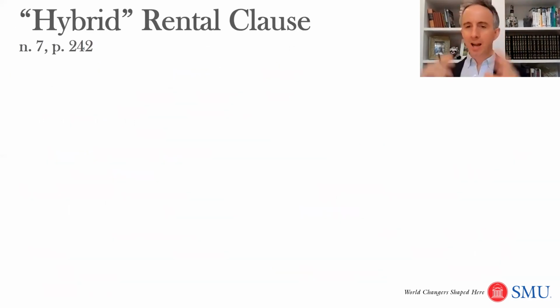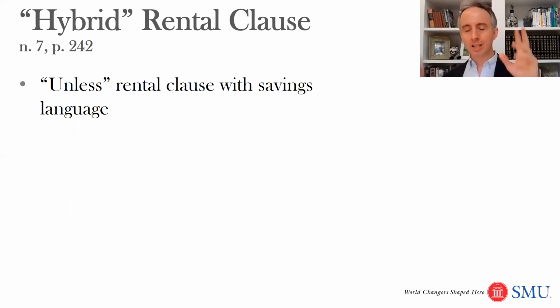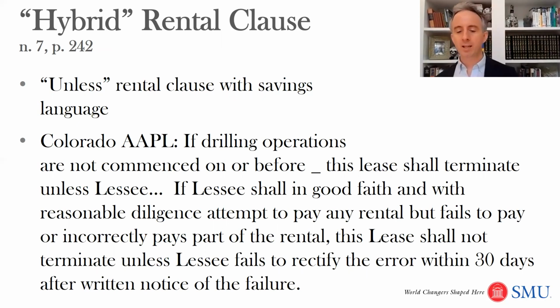All right. There are some other hybrid rental clauses. That can be an unless clause, but that has some savings language. So in the Colorado lease for the AAPL, the American Association of Petroleum Landmen, it says, if drilling operations are not commenced on or before a certain date, this lease shall terminate unless the lessee, so in other words, unless, right? So you have to make the payments. But if lessee shall in good faith and with reasonable diligence attempt to pay any rental, but fails to pay or incorrectly pays part of the rental, this lease shall not terminate unless they can rectify the error within 30 days after written notice of the failure.